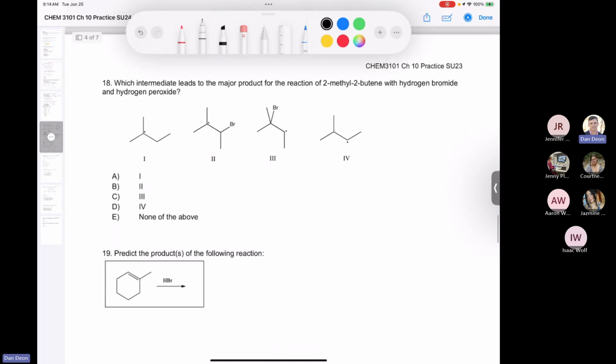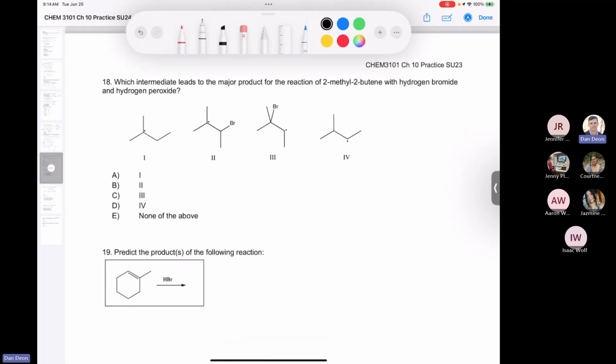Which intermediate leads to the major product for the reaction of 2-methyl-2-butene with HBr and hydrogen peroxide? So let's see here. If we have 2-methyl-2-butene, so there's 2-butene, 2-methyl-2-butene, and then we treat that with HBr and hydrogen peroxide. Well, remember the bromine radical, okay, once we form it after the two initiation steps, is going to add to this carbon so that we end up with the most stable radical, which is going to be this, where we have the bromine here, and then we have the radical over here.